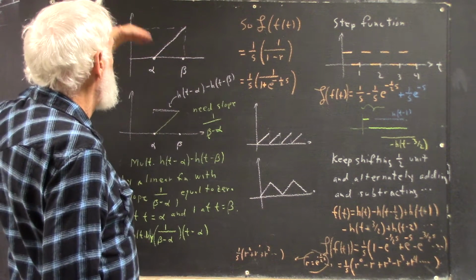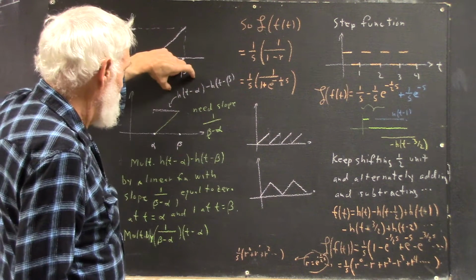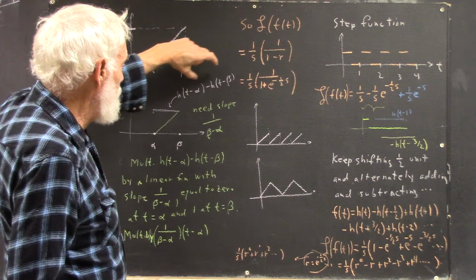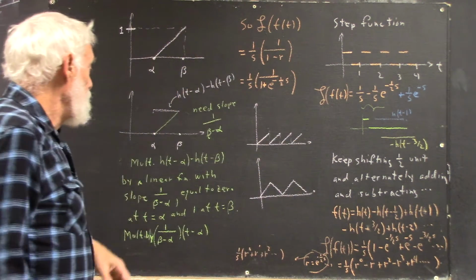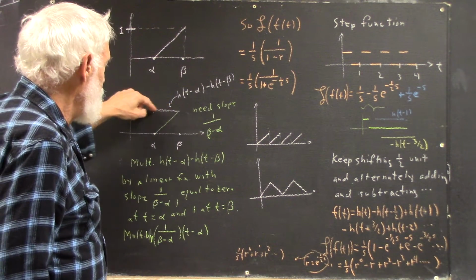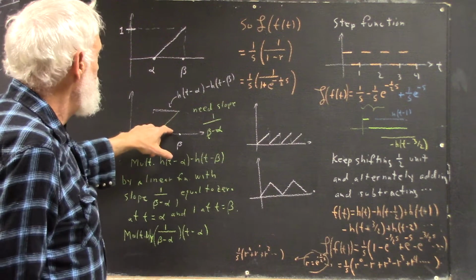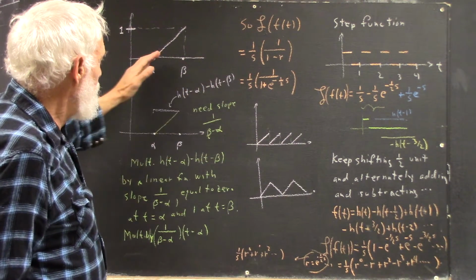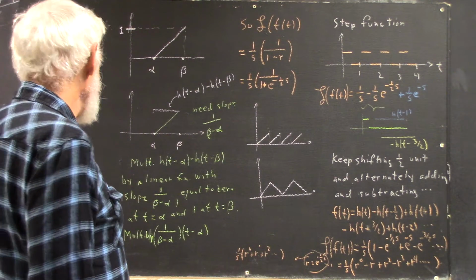Now, how can we multiply the Heaviside function h of t minus alpha minus h of t minus beta, which we've seen over here, which gives us a function that's equal to 1 just on this interval and 0 everywhere else? How can we multiply that function by something to give us the linear function? Well, it's actually pretty simple.